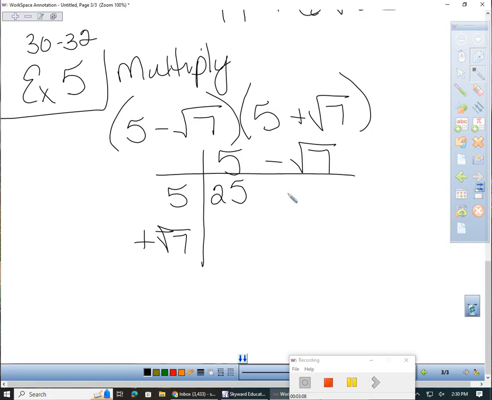5 times negative 7 is negative 5 square root 7. 5 times the square root of 7 is 5 square root 7. Negative square root 7 times positive square root 7 is negative 7, right? We got to keep our sign. Okay, negative 7. So now what do you notice about our diagonal? When they're conjugates, that's always going to cancel. Yes, so we get 25 plus negative 7 is 18.